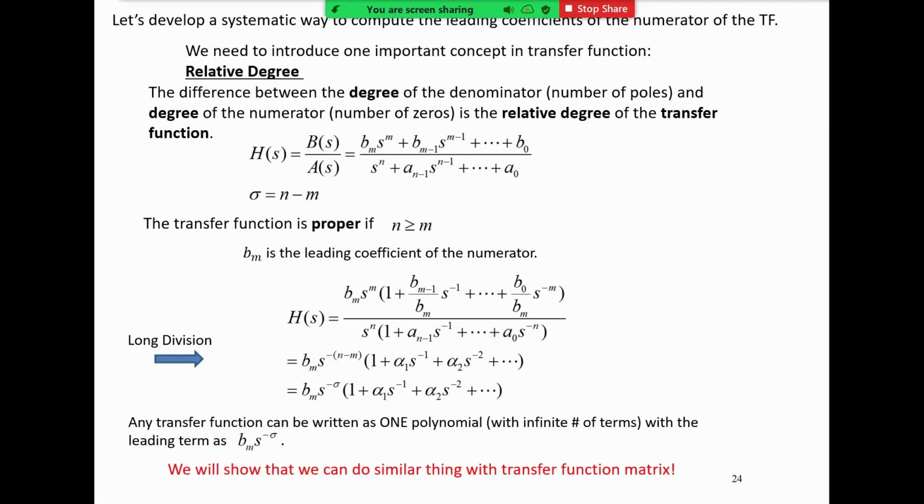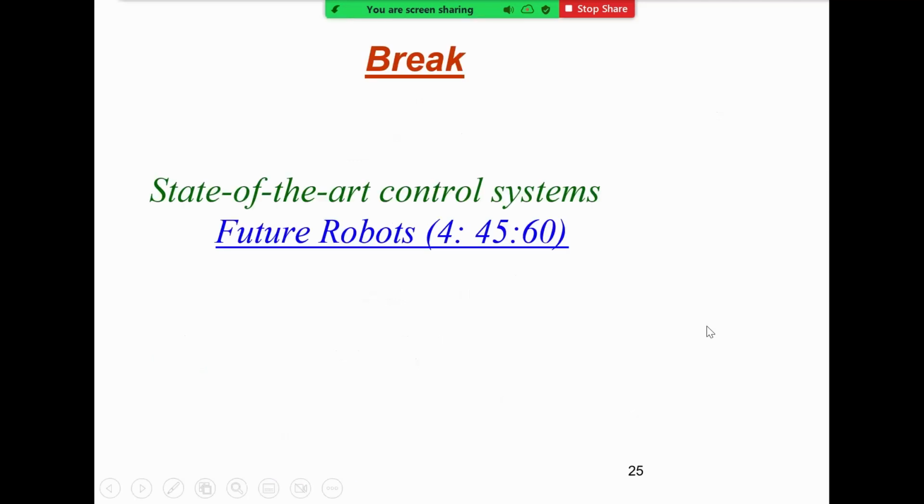If not, let's have a break, and then we will show you how we can do this for the general case. We will do the similar thing with the transfer function matrix. Okay, let's have a break, then we will continue.